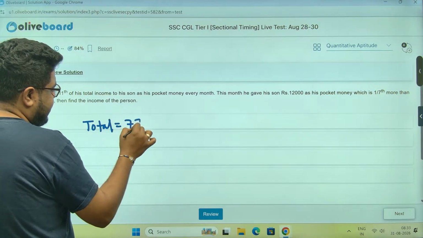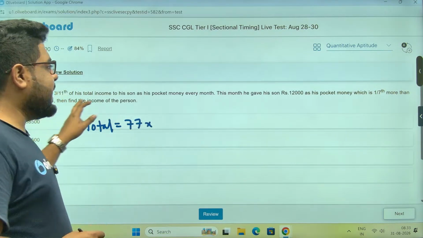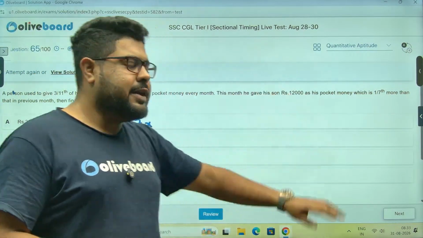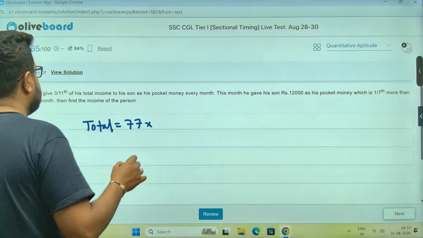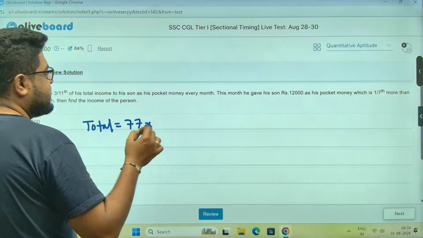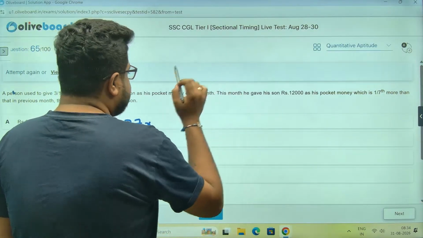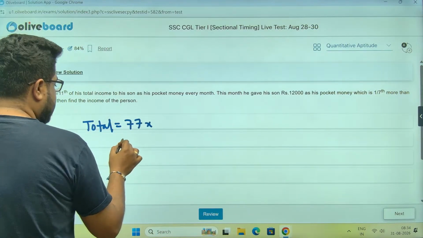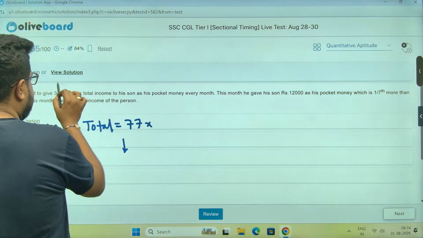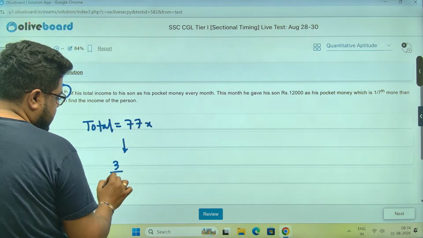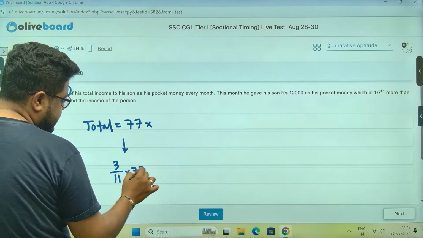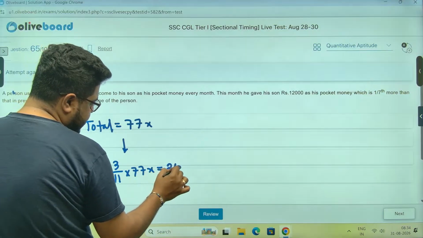Sir, total money is 77x. Why 77? 11 and 7, I don't want to deal with any fractions. Now, what I'll do, he gave his son this. So his son used to get 3/11th of this, 3/11th of 77x, which is 21x rupees.